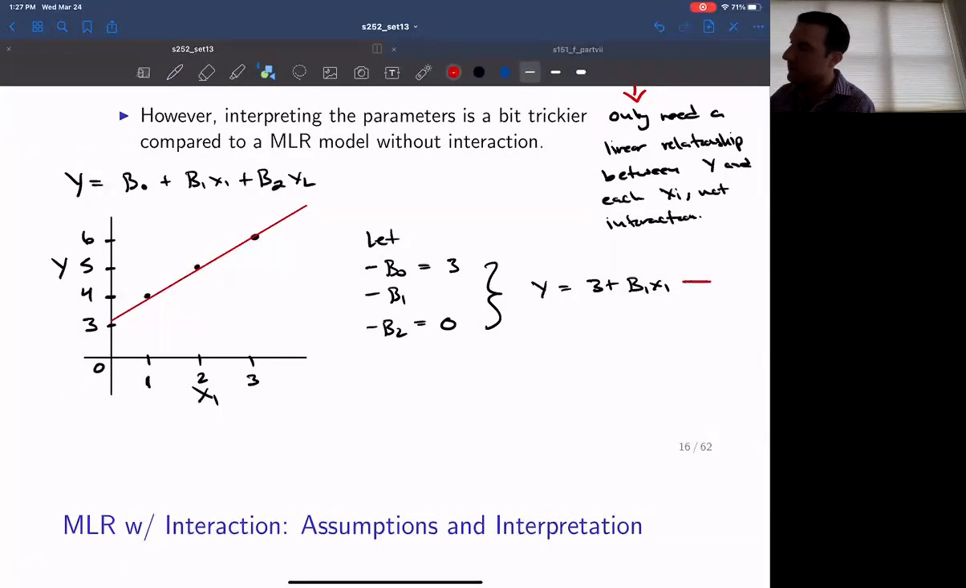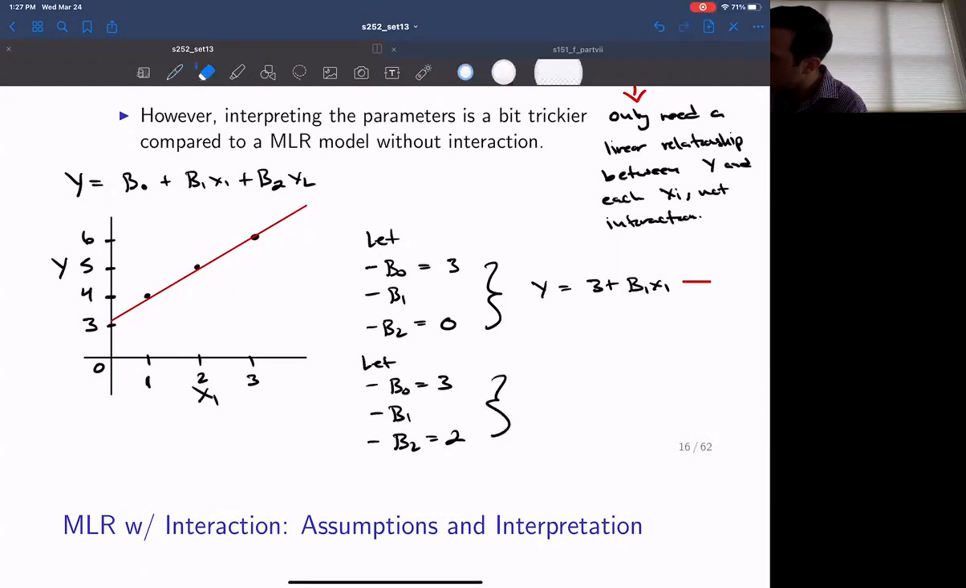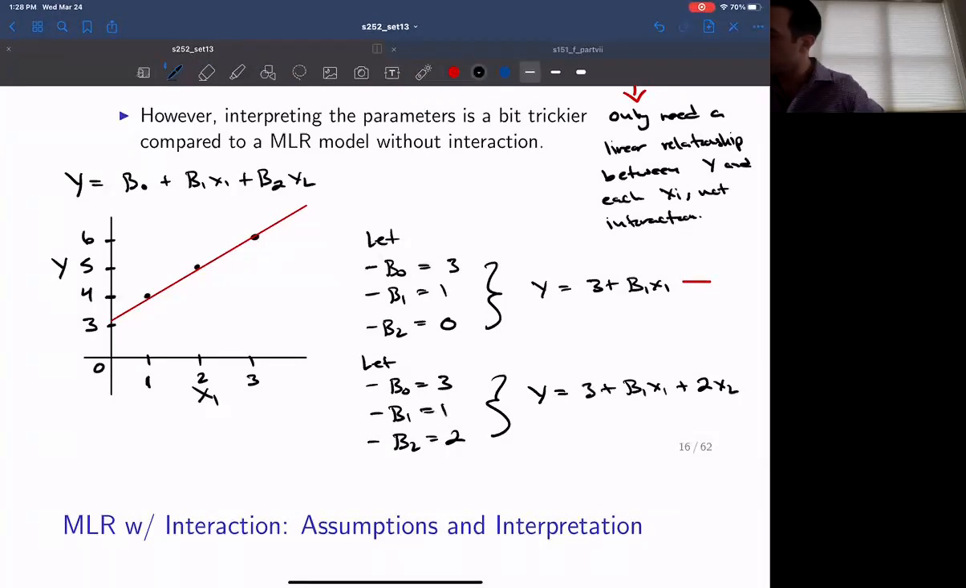represents this model. Now let's suppose that in the second scenario, we let beta 0 equal 3, we have beta 1, and then we have beta 2 equal to 2. So now we have y equals 3 plus beta 1 x1 plus 2 times x2. Okay, and then 1, 1. I guess that'll be the best way to do it based off what I'm illustrating here.